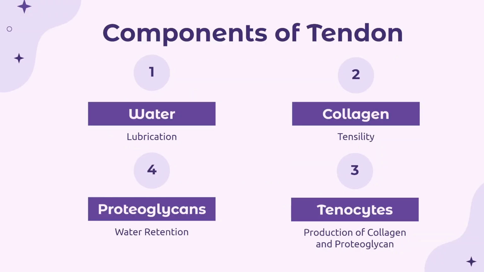There are four main components of the tendon. There's water, which is necessary for lubrication, collagen, which is a substance that provides tensility to the tendon, proteoglycans, which both retain the water for the tendon and increase compressive resistance, and tenocytes, which are what produce the needed amount of collagen and proteoglycan to maintain the tendon. All these components are necessary to maintain a functional tendon.